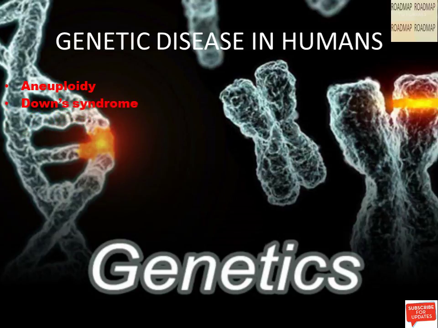Now, trisomy 18 results in Edwards syndrome, and these are examples of autosomal aneuploidy. Now, in the case of sex-linked aneuploidy, the sex chromosome occurs as 3 copies. For example, the phenotypically male Klinefelter syndrome has XXY, and trisomy X is phenotypically female with XXX. So these are the genetic diseases that are caused in humans.